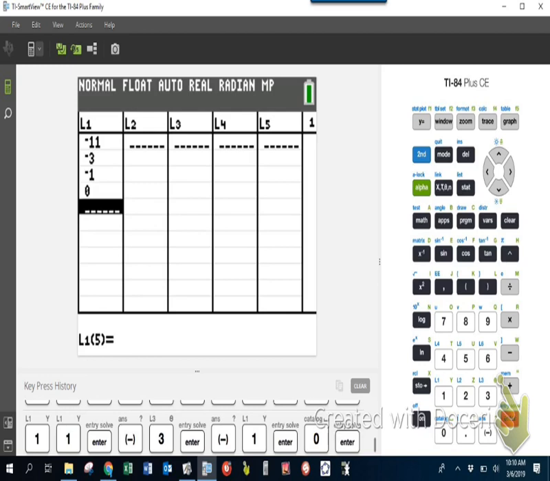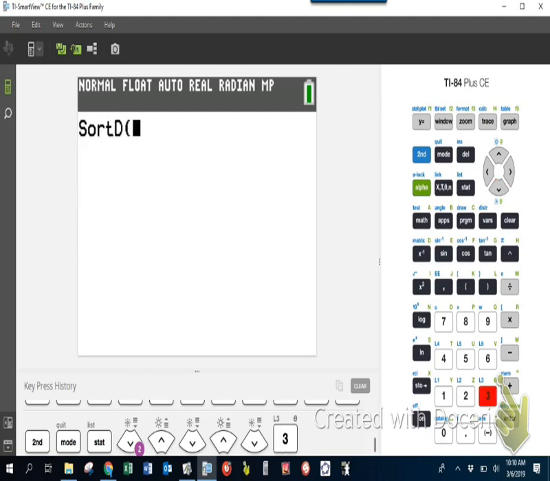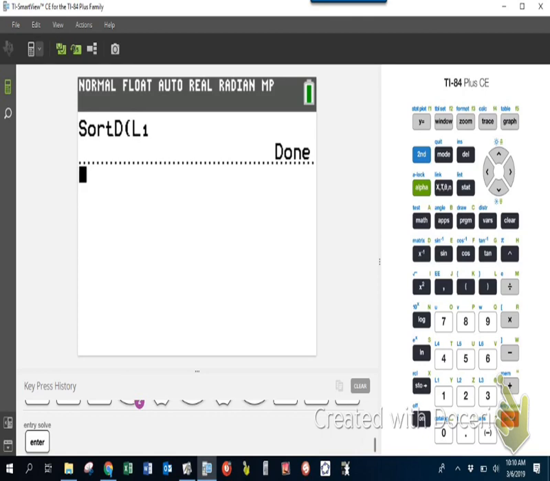Now, I'm going to go back to the home screen, stat, and I want you to notice here, look at options 2 and 3. Sort A is for ascending and sort D is for descending. Since it said greatest to least, warmest to coldest, I should know to choose descending. I want to put in descending order list 1. That's where I put my data. Now, it's been done. What's been done? My numbers have been put in order from greatest to least, descending.